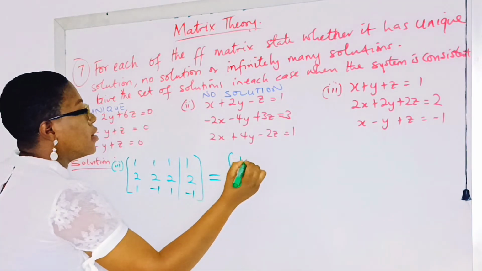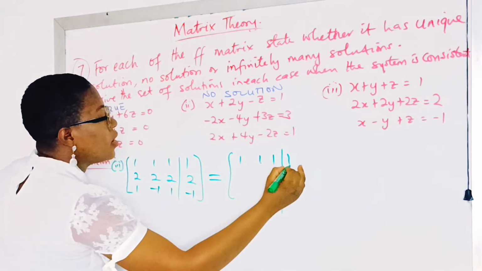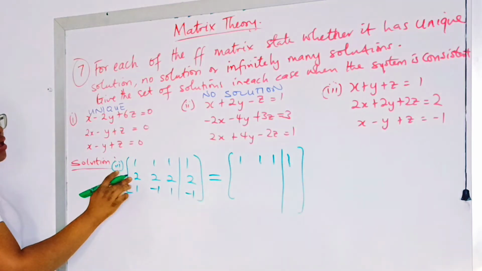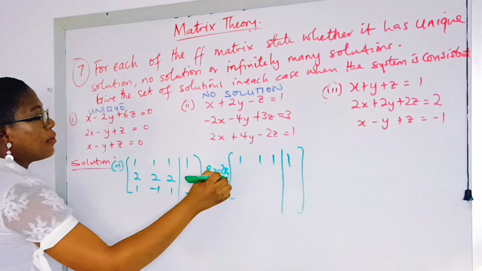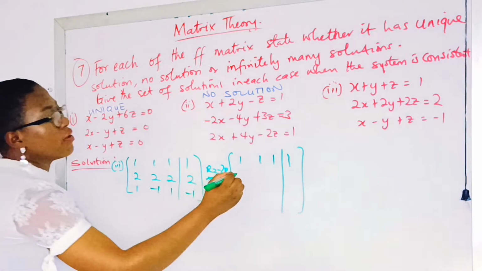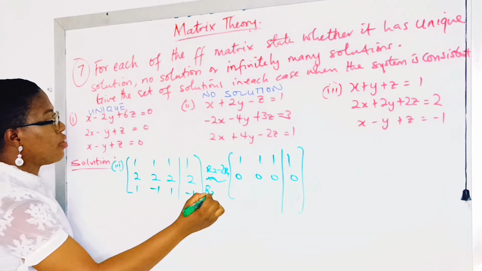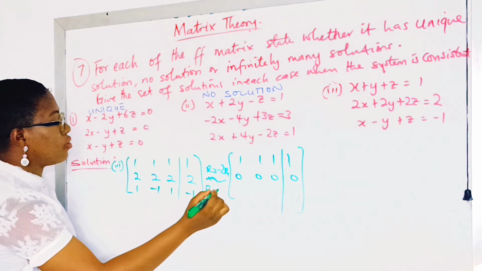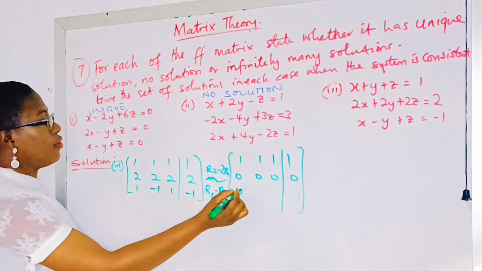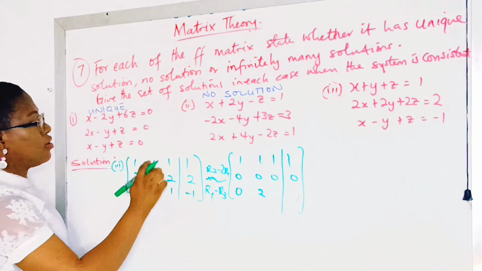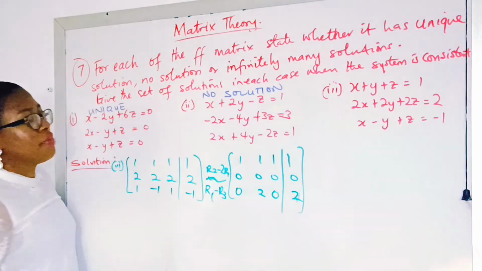You have 1, 1, 1, 1. Because it's a leading one, I don't need to do anything. For this, I can say row 2 minus 2 row 1. So this will give me 0, 0, 0, 0. Row 1 minus row 3 will be easier. So I have 0, this minus this 2, this minus this 0, this minus this 2.